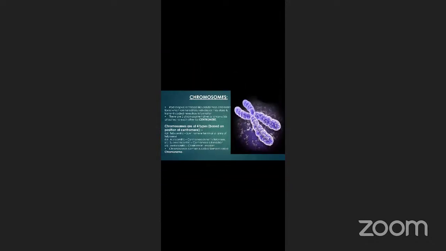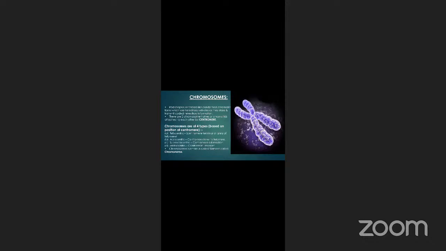Chromosomes are of four types based on the position of the centromere. They are called telocentric, acrocentric, submetacentric, and metacentric. Telocentric means the centromere is at the terminal, not at the center, but at one end. Then acrocentric means the centromere is a little inner to the telomere, not completely at the end, but not completely at the center. It is in between these two positions.